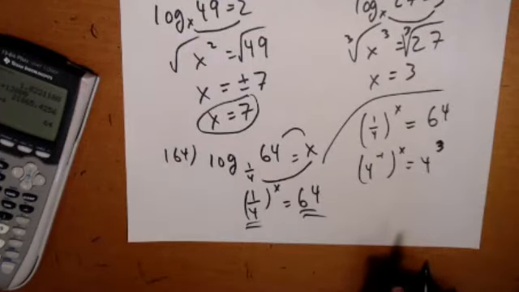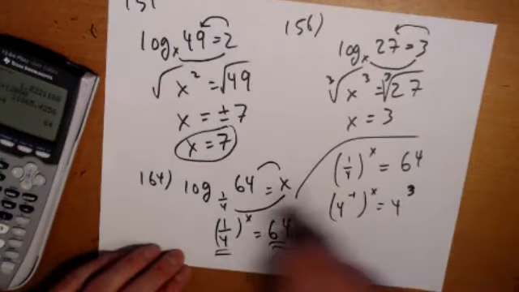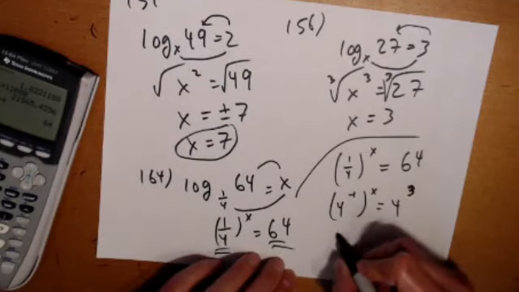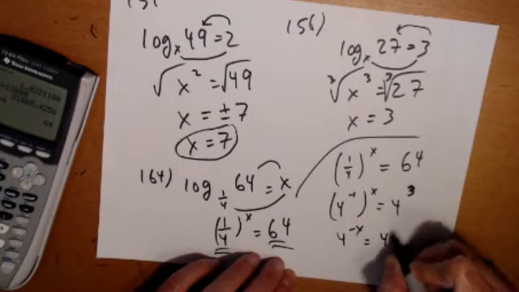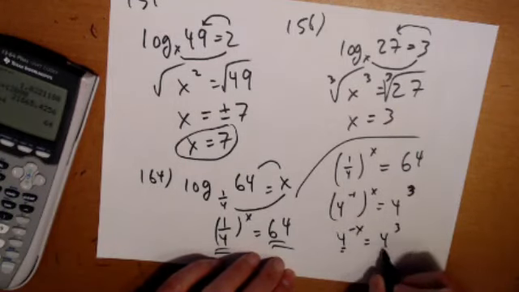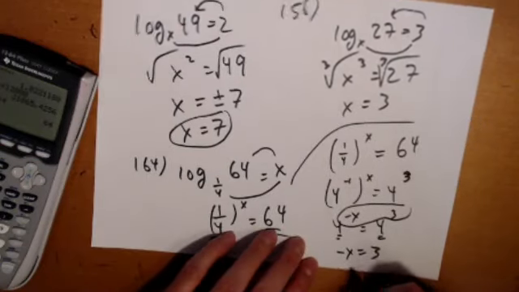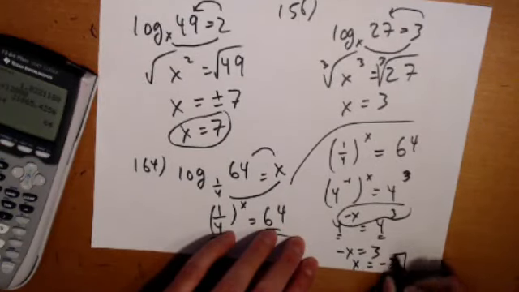How would I even know to do this? You wouldn't. That's why I'm showing you, so that when you see it in the future, you can do it. Ugh, fair enough. Fine. Okay, 4 to the minus 1 to the x, that's 4 to the negative x, equals 4 to the third. So the bases are the same, so the exponents must be the same. Negative x is 3, and so x is negative 3.